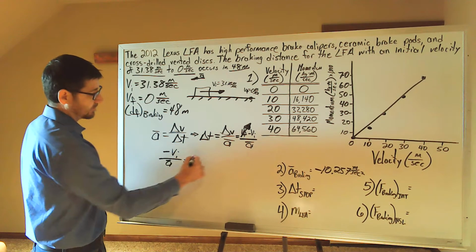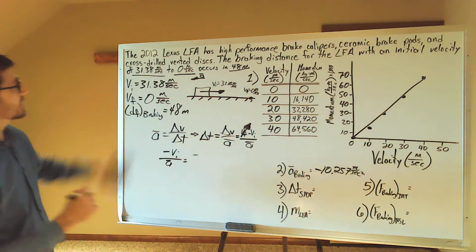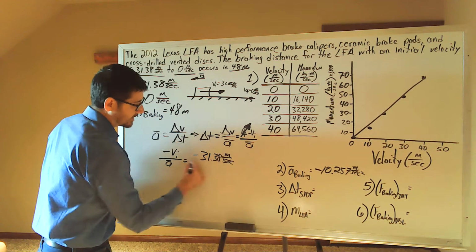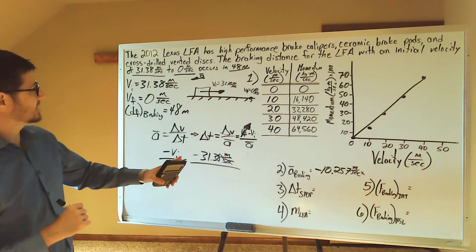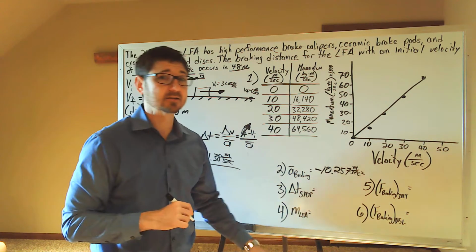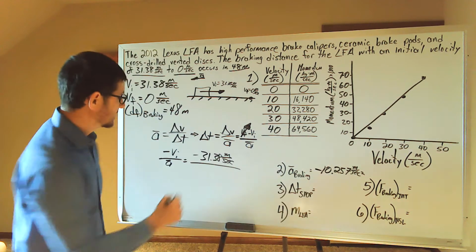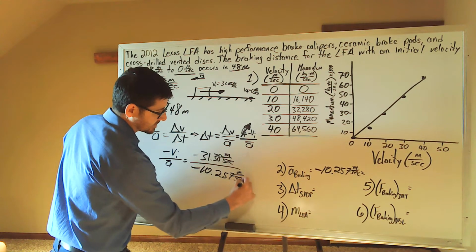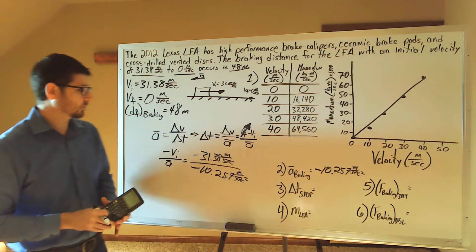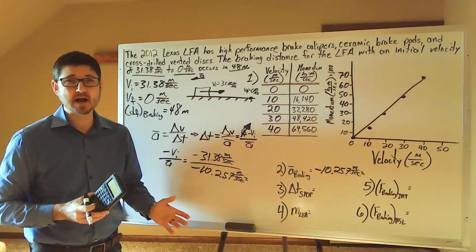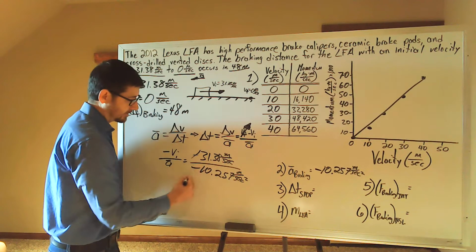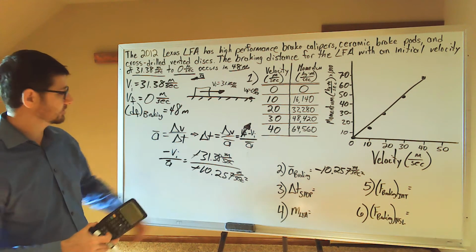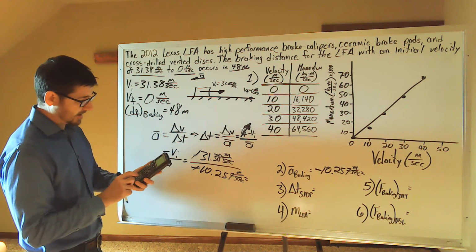So in the numerator, I have a negative initial velocity, which is 31.38 meters per second. In my denominator, my acceleration, now we have to use our calculated value from the previous problem. So negative 10.257 meters per second squared. And we can never have a negative time value. So right here, this is going to work out perfectly because the negatives are going to cancel. So we're going to come up with a positive value.